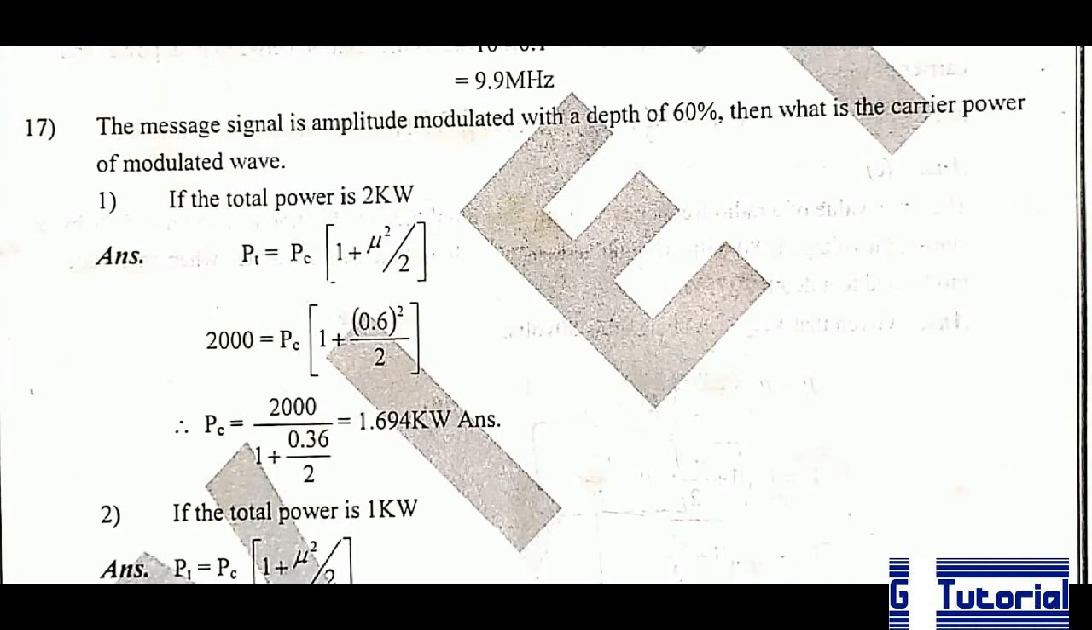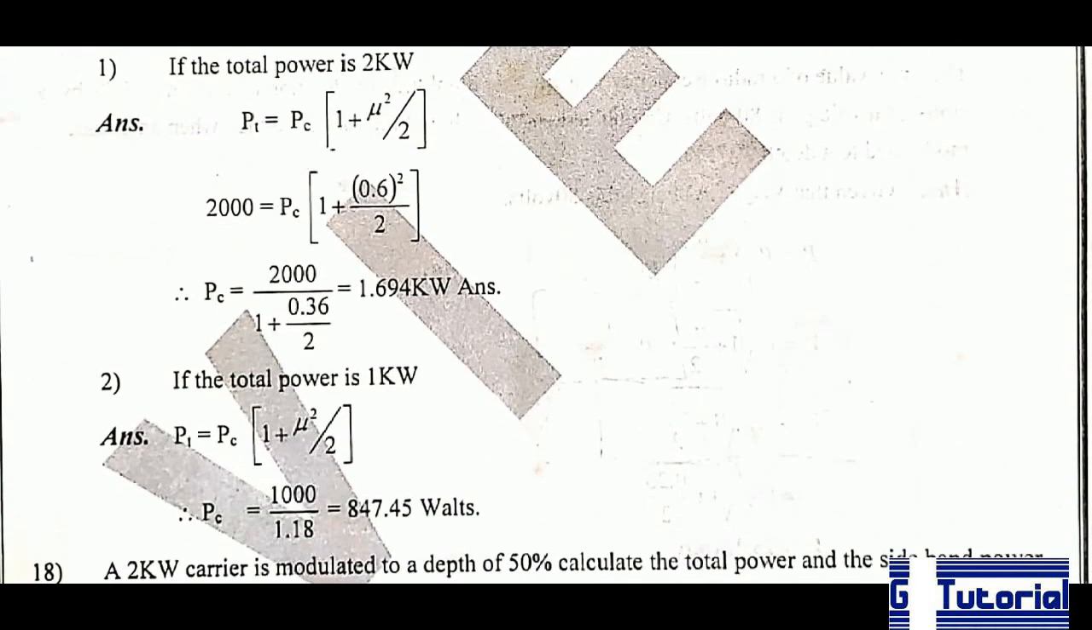Next question is, if the total power is 1 kilowatt, what is the carrier power? This is similar to the first question. Here the total transmitter power is 1000. So 1000 is equal to PC into 1 plus 0.6 square by 2. On solving, we get the value of PC as 847.45 watts.